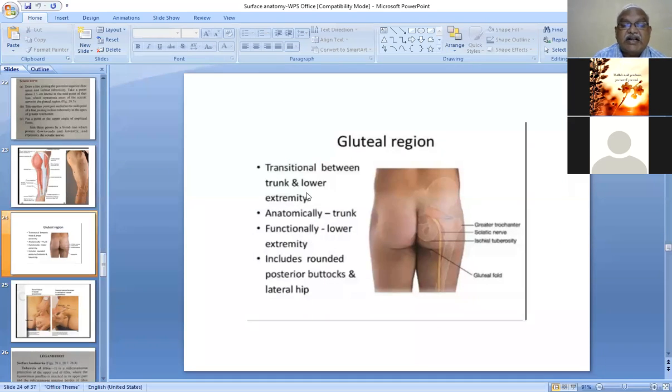Now the gluteal region is a transition between the trunk and lower extremity. This is the trunk, this is the lower extremity, and this is the transition. Anatomically trunk, functionally lower extremity. It includes the rounded posterior buttocks and lateral shape. This is the hip region. This is the buttock region. This is the thigh region.